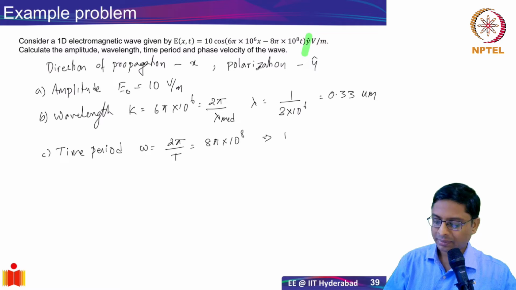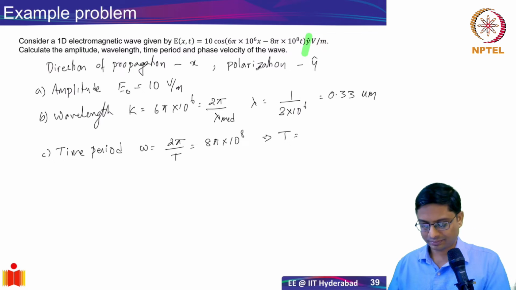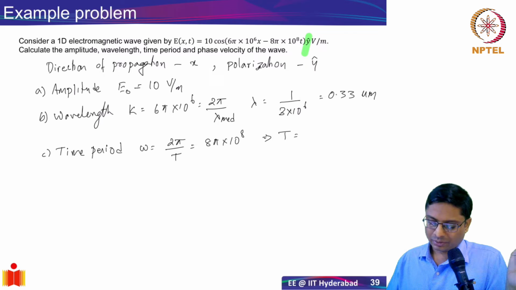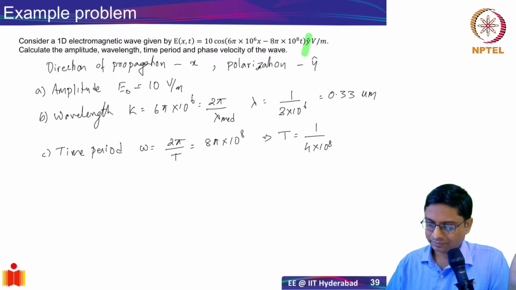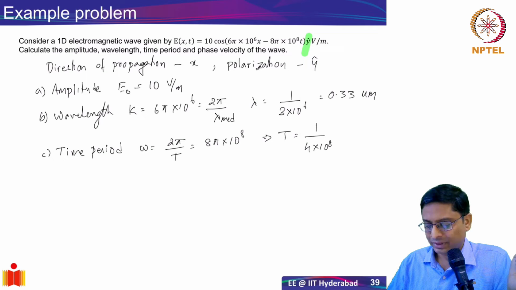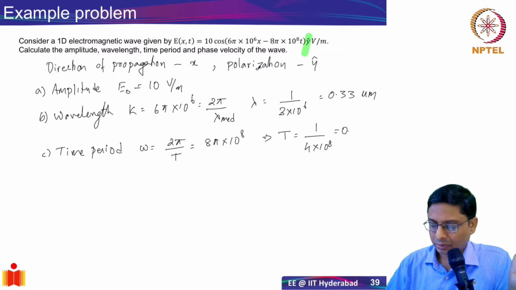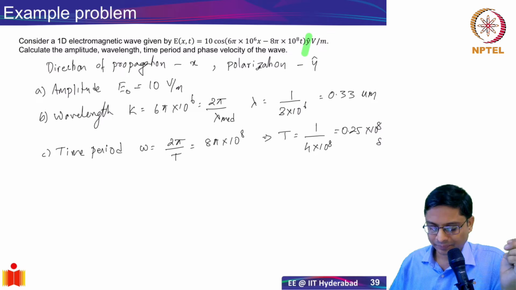So it turns out that time period is going to be 2 pi divided by omega, so 2 pi, so 1 by 4 into 10 power 8. It will turn out to be some number. This 1 by 4 will be 0.25, 0.25 into 10 power 8 seconds. That is the answer. So that is 2.5 nanoseconds.